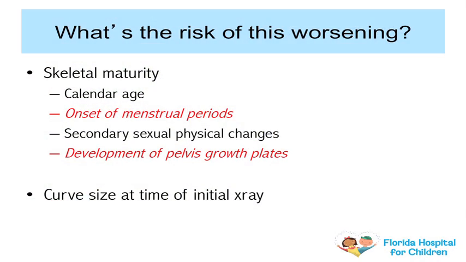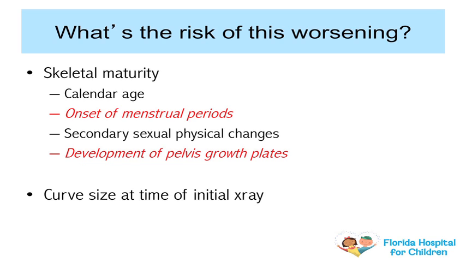Well, what's the risk of this progressing in your child? It really kind of depends on 2 things. It depends upon their skeletal maturity and the size of the curve the first time it was detected. In terms of skeletal maturity, there are a lot of different ways of trying to get a handle on how mature your child's skeleton is. You can talk about their calendar age, which is the most common way of talking about maturity. But as you know, there are always some examples where children are late bloomers or children may be early bloomers. So you can't really say that one 12-year-old is the same as another 12-year-old.